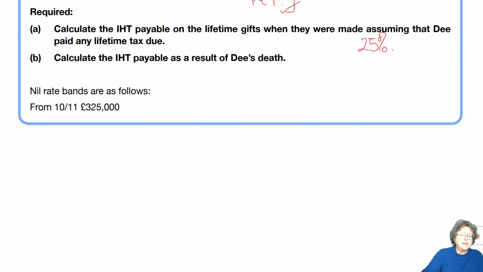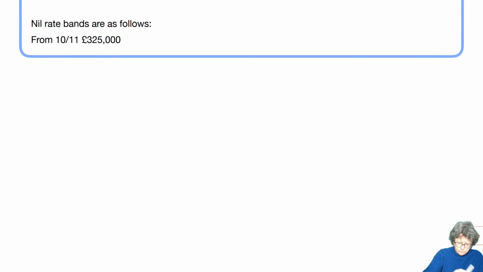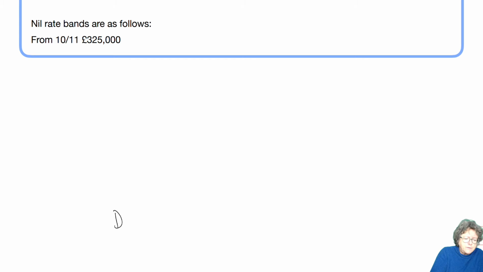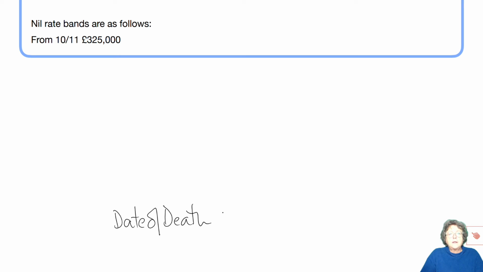Now when D dies, which is date of death, and change my pen back to that black one because it's better that way. Date of death. I always write it out like this. It was when I was learning my tax, my CTA, a long time ago. Somebody showed me this and it really helped me to work out this 7-year cumulative effect on the nil rate bands. Date of death, 1st of March.